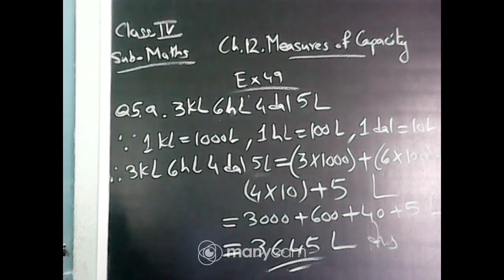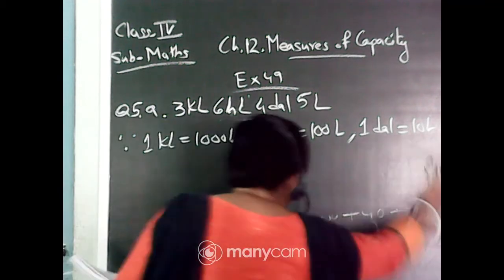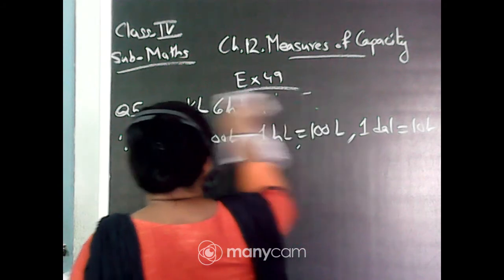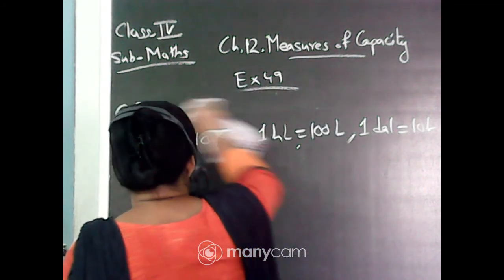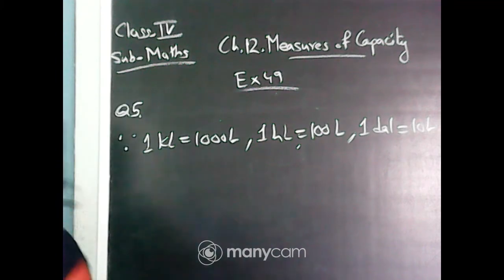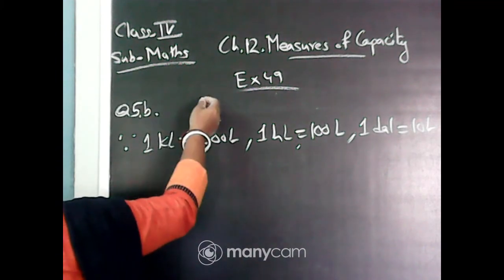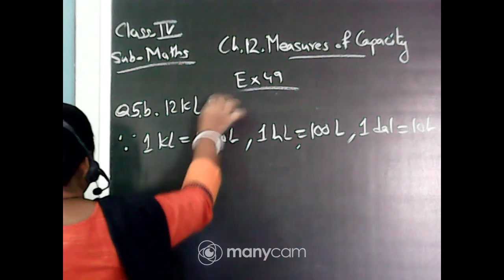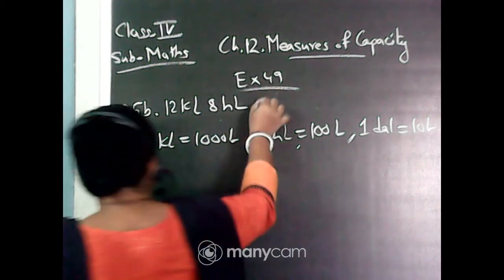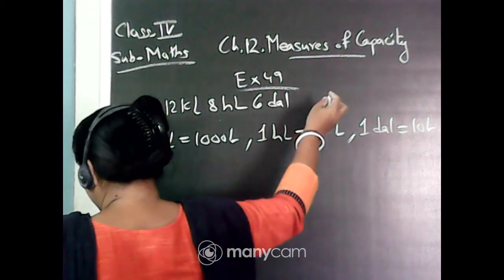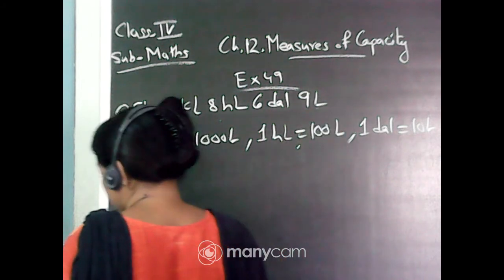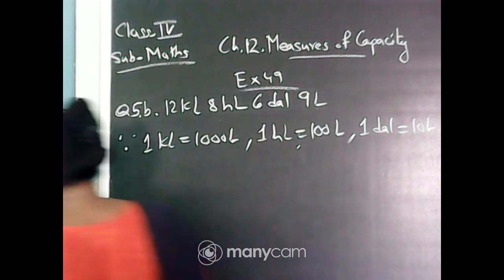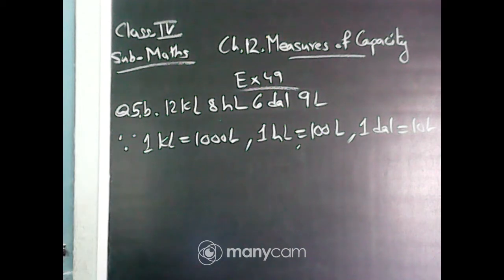Okay, now number B. Number B is given 12 kiloliters, 8 hectoliter, 6 decaliter and 9 liter. Isn't it? So as usual, 1 kiloliter is equal to 1000 liter, 1 hectoliter is equal to 100 liter and 1 decaliter is equal to 10 liter.